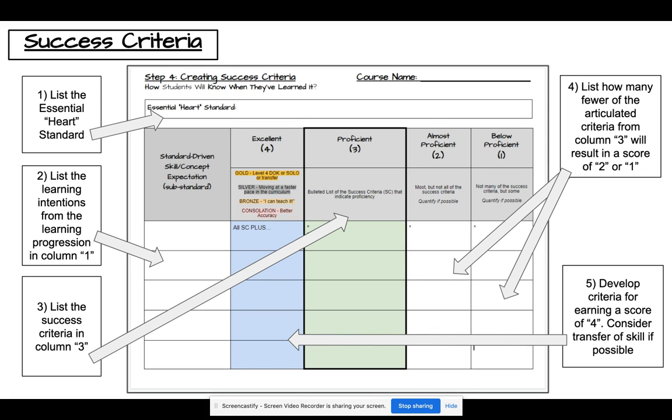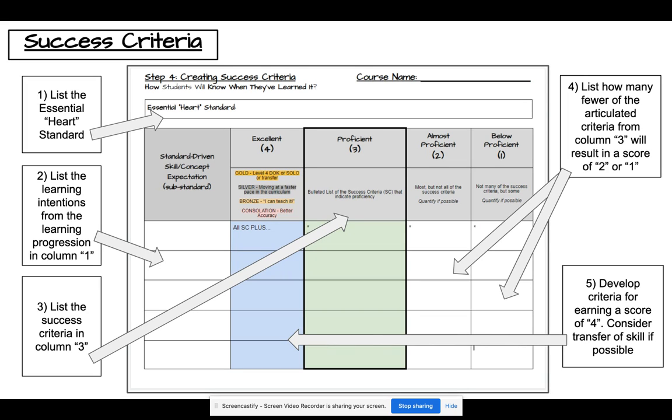So we're trying to really push towards these single column rubrics, and this is the form that you would be completing for each of your essential standards. You would list the essential standard on the first part. Step 2, you would list the learning intentions that you came up with underneath that first column. Then you jump to column 3 for proficient. What are the bullet points for what proficiency looks like for each one of those learning intentions?